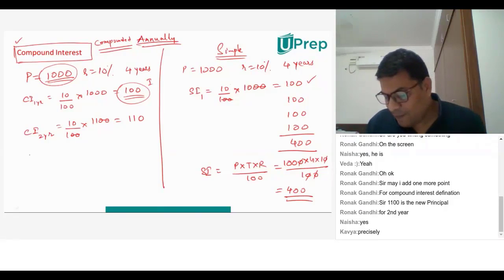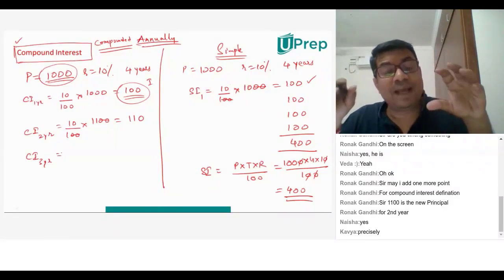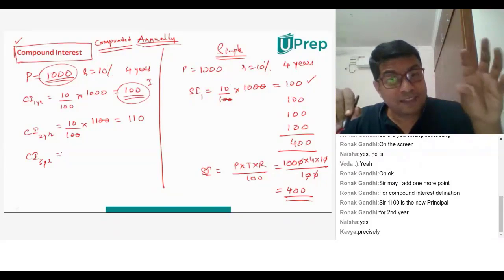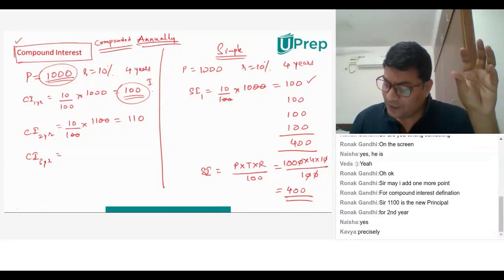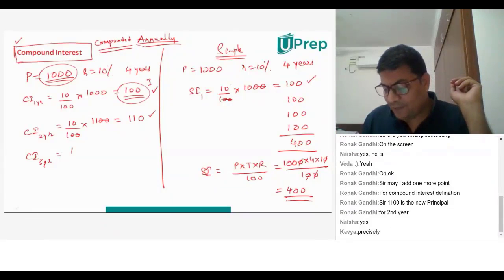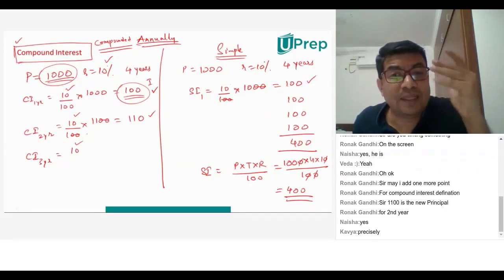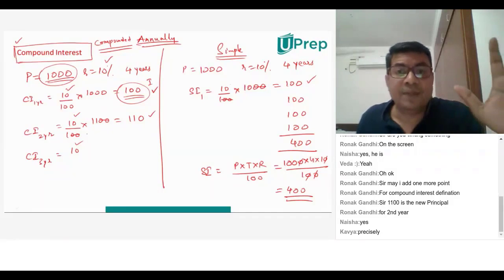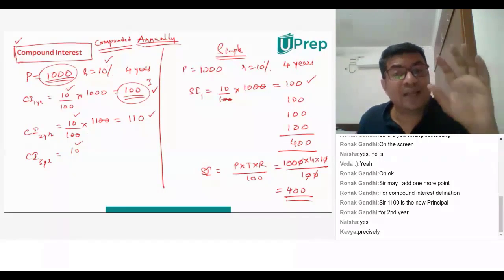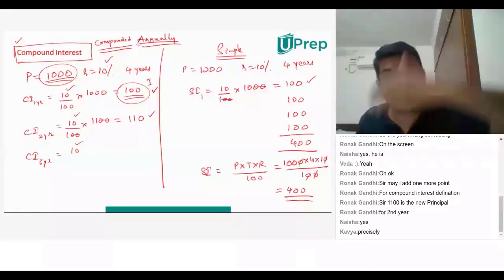Now, when you calculate compound interest for the third year, the compound interest will be calculated on the principal plus interest of first year plus interest of second year. So compound interest at the end of third year will be 10%. Your rate of interest is not changing. It still remains the same. So one of you said the rate changes. No, the rate remains the same. But the amount on which it is calculated changes. It is calculated on principal plus interest earned until then.